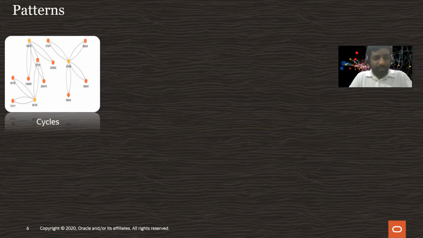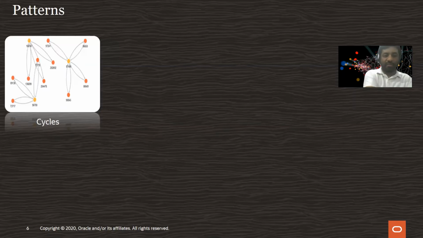As we can see on the screen, cycles are basically a closed loop. Let's say, for example, I'm person A and I'm transferring money to person B, person B transfers money to person C, and that person C in turn transfers it back to person A, which is myself. That completes the loop. That's called a cycle, and financial institutions try to leverage a lot of insights based on cycles because they have multi-million or multi-billion transactions, and it is very beneficial to look into the cycles, especially in detecting financial fraud. That's again one of the advantages of Oracle Graph.